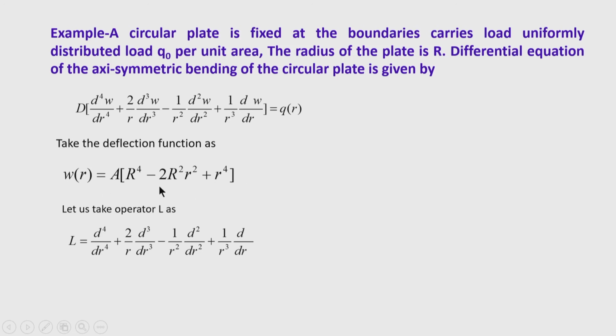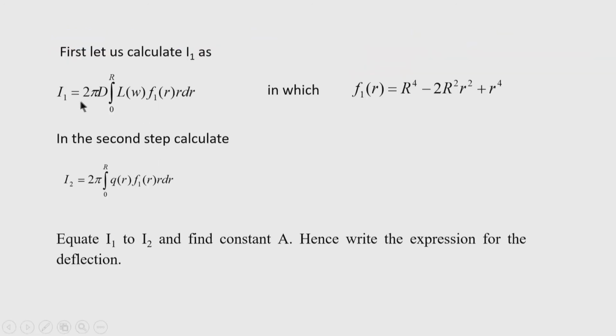So, we take the uniformly distributed load on the plate as q naught, and then I 1 is calculated. Here the differential operator L w is taken to write the expression in compact form. F 1 r is the deflection function. Now, the deflection function is r to the power 4 minus 2 R squared r squared plus R to the power 4. As I have told you earlier, the deflection function here, or in other cases also, like the rectangular plate, you have to take into calculation without the arbitrary constant that is associated.